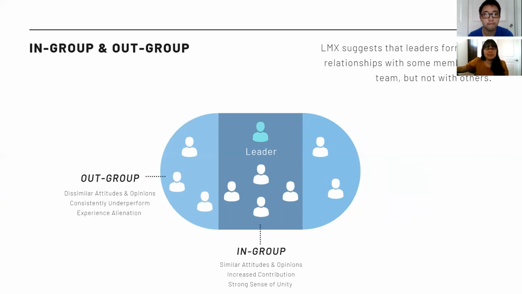The in-group often has very similar personality characteristics and tends to develop stronger relationships with the leader, allowing them more attention, possibly more mentorship, and more opportunities. In-group members are also willing to do more than is required, so it's a reciprocal relationship, and they look for innovative ways to advance the group as a whole. The out-group, on the other hand, is often characterized by more dissimilar attitudes or opinions, and they often contribute less and therefore get less.